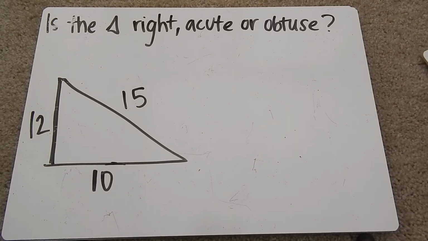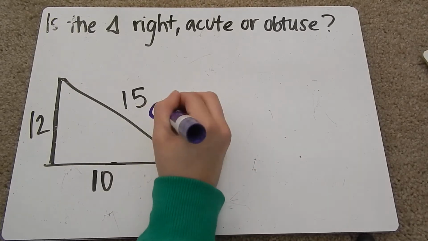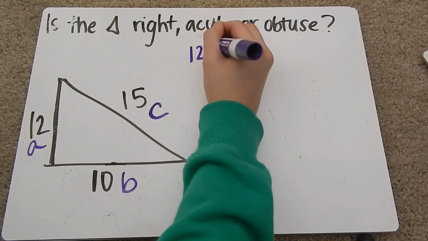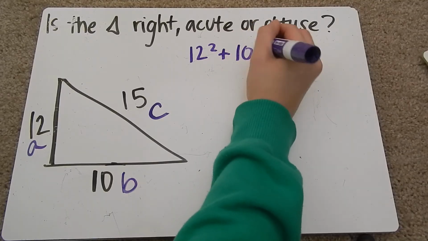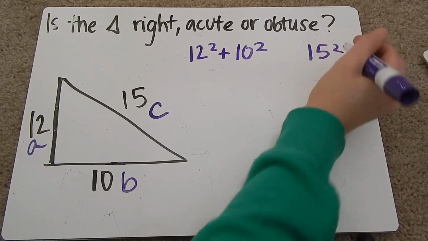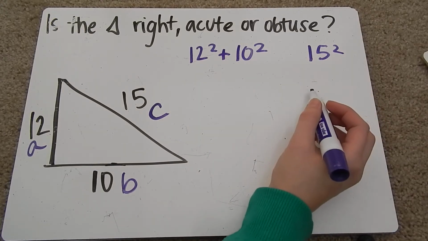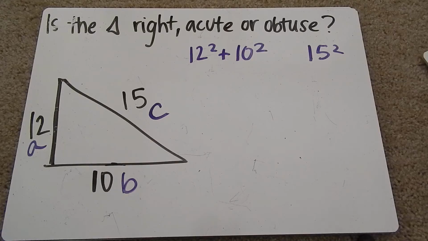It states, is the triangle right, acute, or obtuse? So we're going to label our A, B, and C. In this case, we don't exactly know if it's a right triangle, but the C is going to be the longest side. So 15 is the longest, that's going to be our C. Our A and B don't matter. And so we will try to figure out the relationship between a squared plus b squared and c squared. So let's go ahead, square these and add them together.